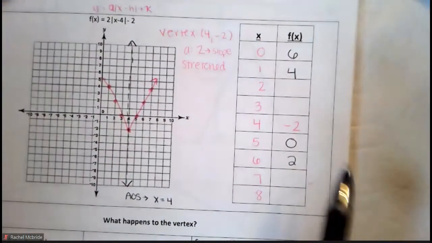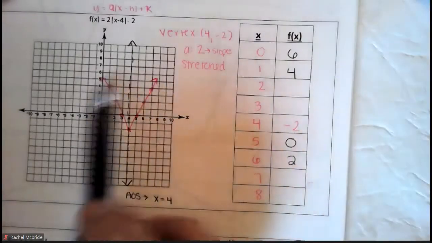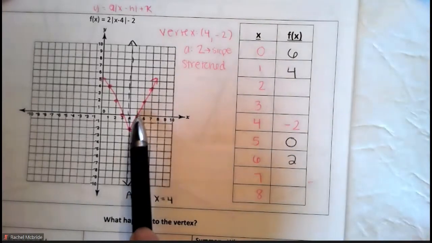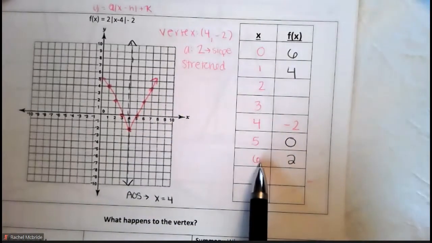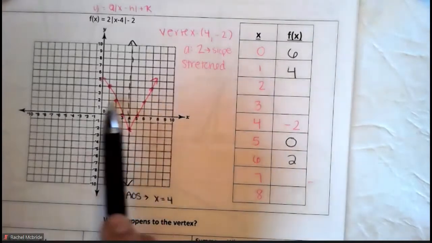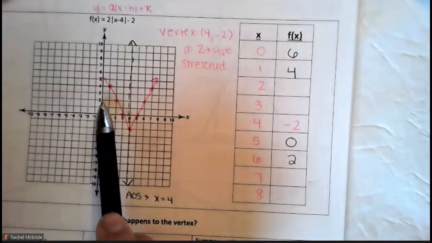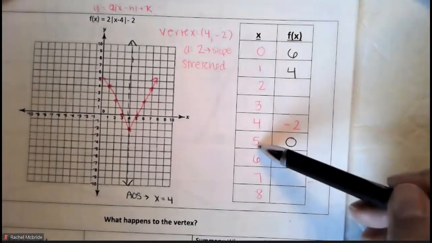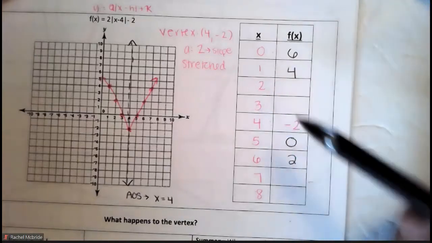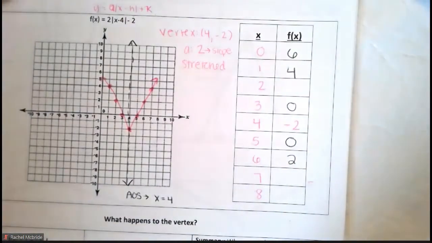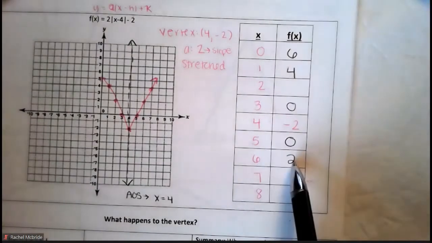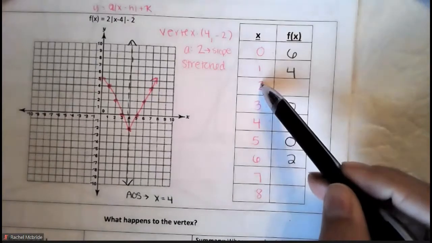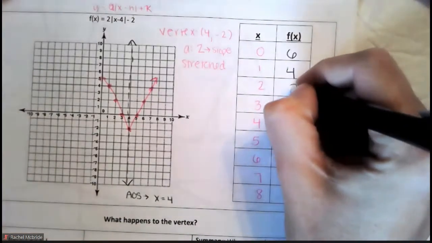And again, what I should be able to do too is go from the table to the graph, and my points should match. So when x is 5, y is in fact 0. When x is 6, y is in fact 2. And again, the idea is that the table is symmetric. So if 5 is at 0, 3 is also at 0. If 6 is at 2, since 6 is 2 greater than 4, 2 less than 4 will also be at 2.